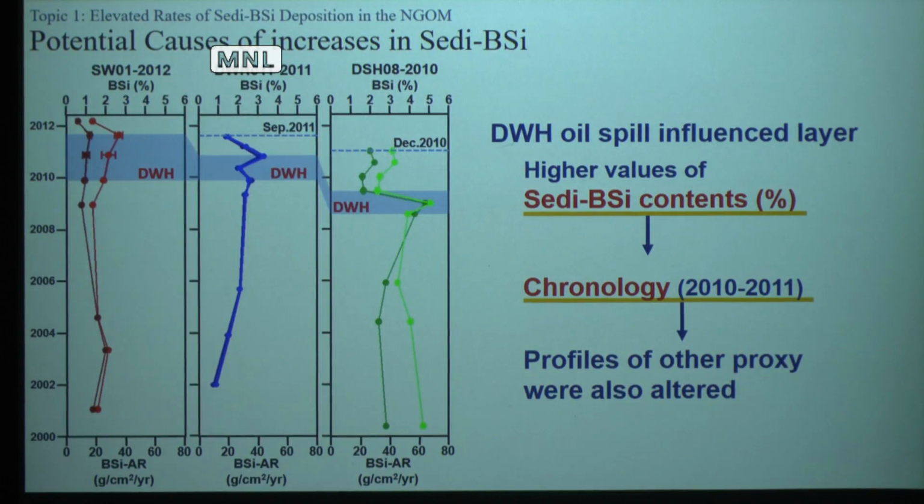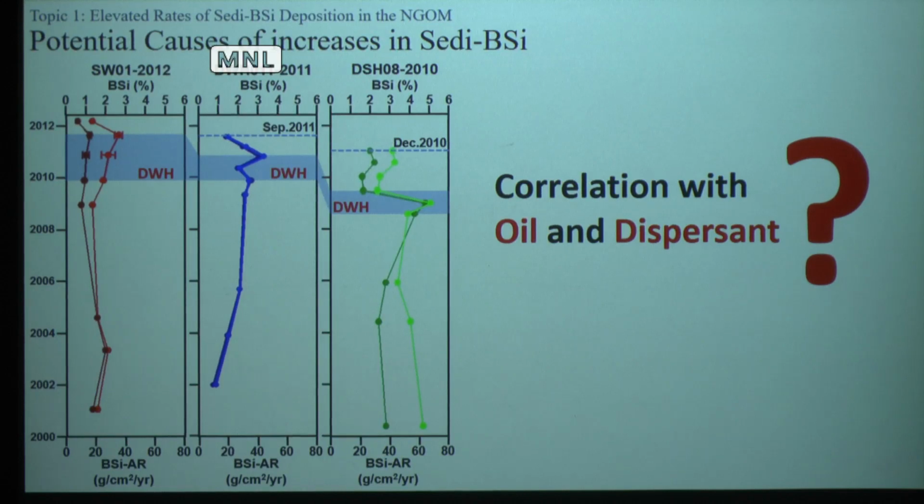So this is the Deepwater Horizon oil spill influenced layer, and this layer has a higher value of sedimentary biogenic silica contents, and the date corresponds to 2010 to 11. The profiles of other proxies were also altered, as studied in previous studies. So now I will compare other proxies with the sedimentary biogenic silica profile.